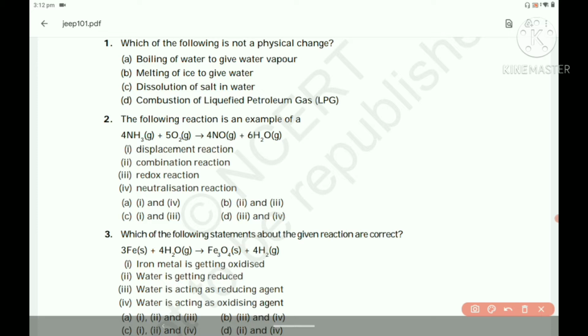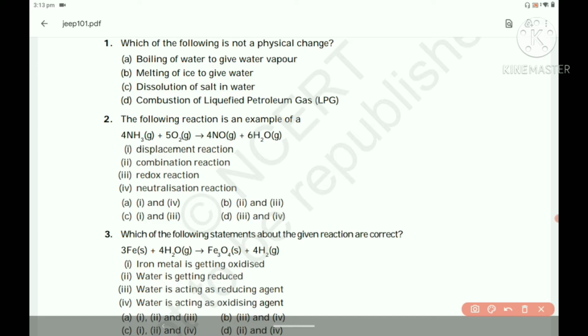a physical change? First of all, what is a physical change? A reaction or a change in which no new product is formed and it is reversible. Important. So that is used over here. Boiling of water to give water vapor. Definitely it is reversible, right? Because, for example, you're boiling some water, right?